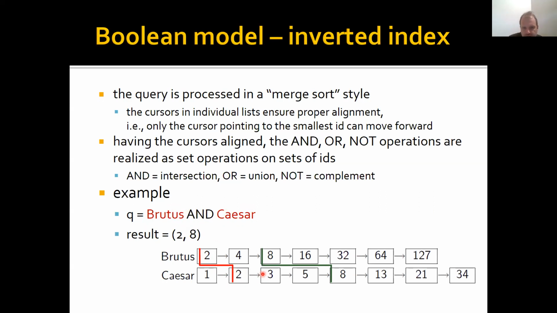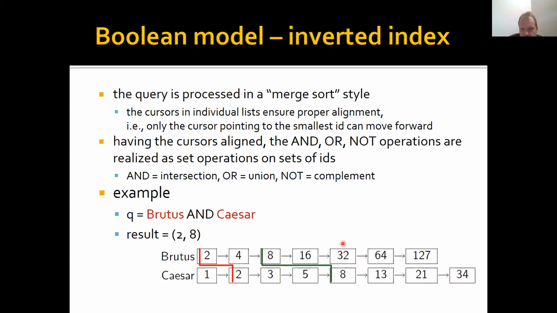We have 3 here, but next 2 and 4, and it is true for 3, but false for 3 here. Next, this 4 is true, but 4 is not true. Next, 5 is true, but 5 is not true. Next, we have 8 and 8. So again, we are in a situation where both are true and go to the result, and then there is no other alignment that will be true together.